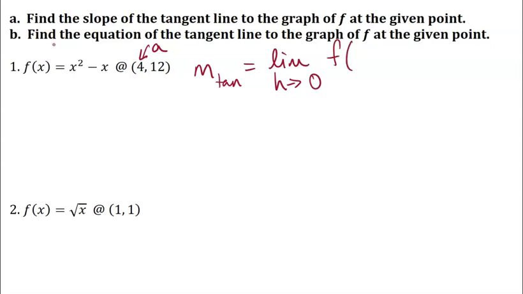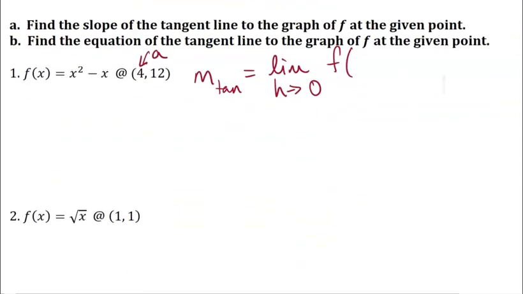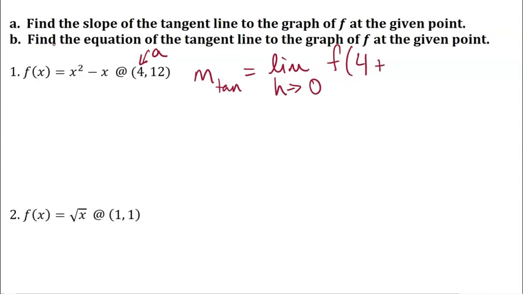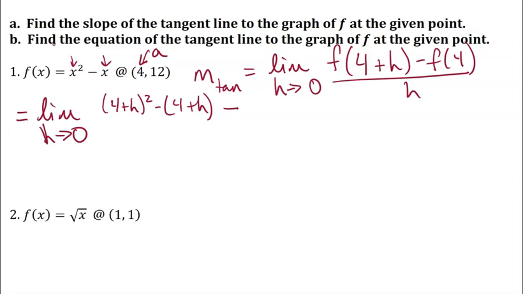So f of a plus h, remember we're plugging 4 in for a, so I'm going to put a 4 right here and right here. So f of 4 plus h minus f of 4 all over h, equals the limit as h approaches 0. And then f of 4 plus h means I'm evaluating this function for 4 plus h, so I'm going to plug 4 plus h in for both of those: (4 plus h) squared minus the quantity (4 plus h). And then that's all the f of 4 plus h.